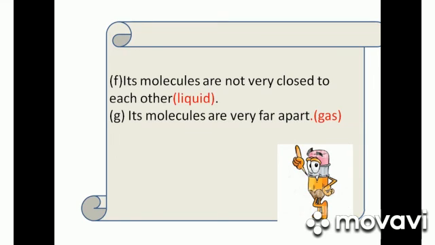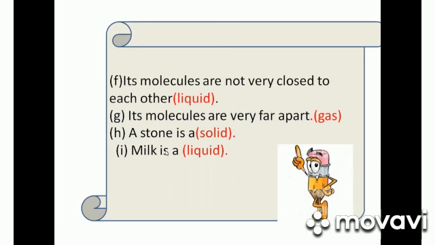Okay, what's our next statement? A stone is a solid because stone is hard and it has a fixed shape, so it is a solid. Milk is a liquid. All the things which have a fixed volume but do not have a fixed shape are called liquids. So milk is a liquid. Air is a gas. It is a mixture of different gases.